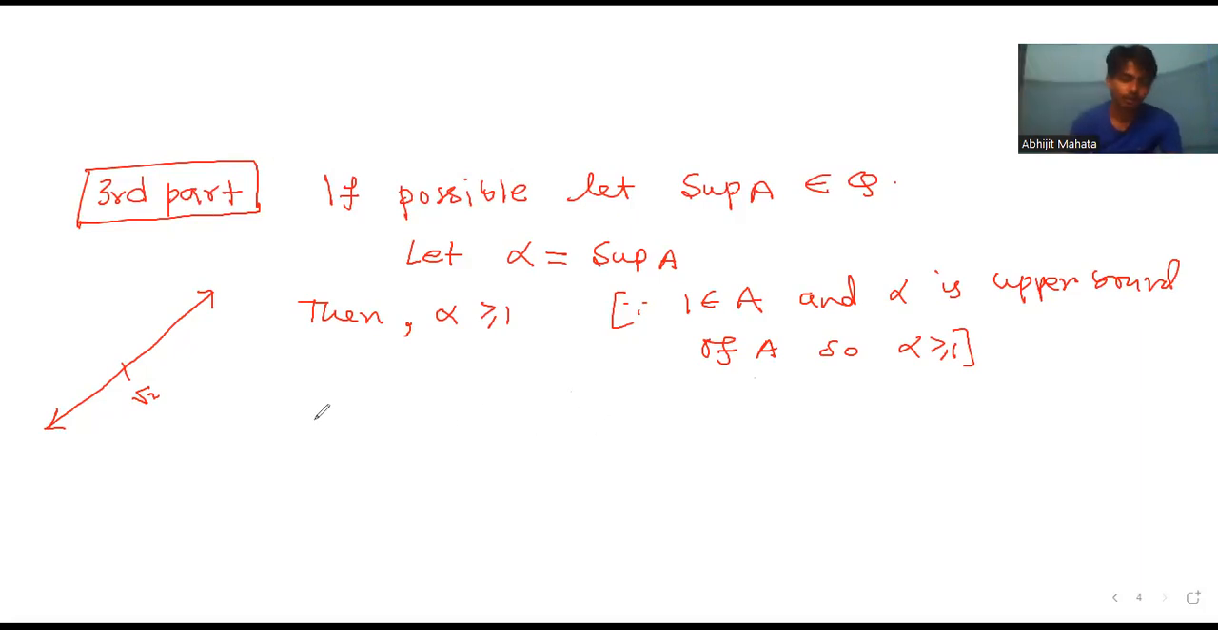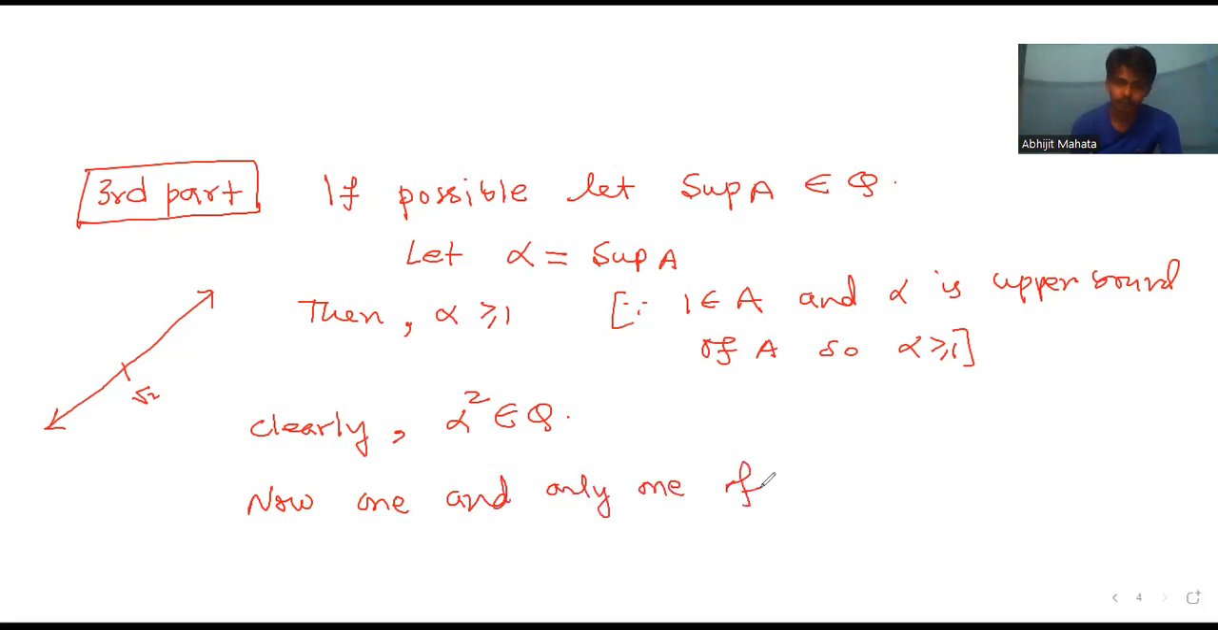All right, so clearly, since we assume alpha is a rational number, alpha squared is also a rational number. Now one and only one of these must hold: 2 less than alpha squared, alpha squared equal to 2, or alpha squared less than 2.